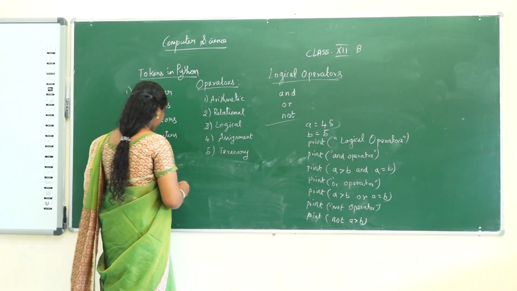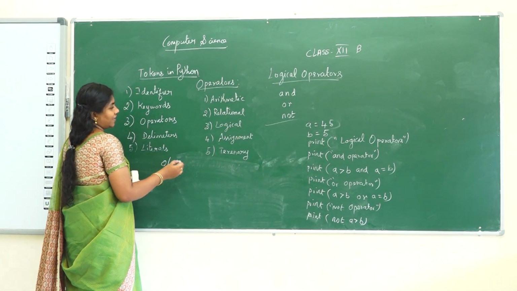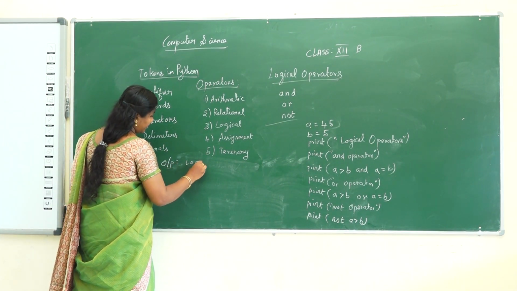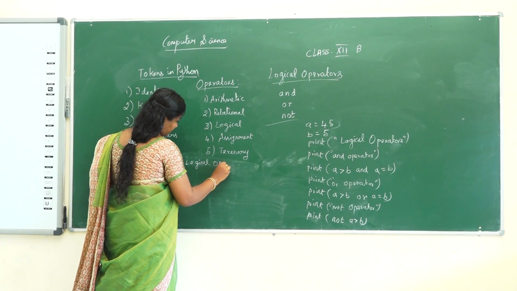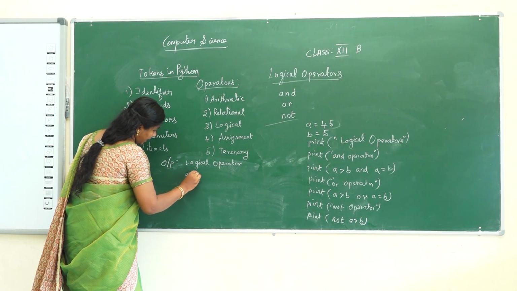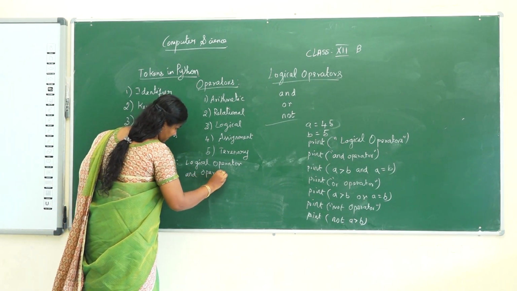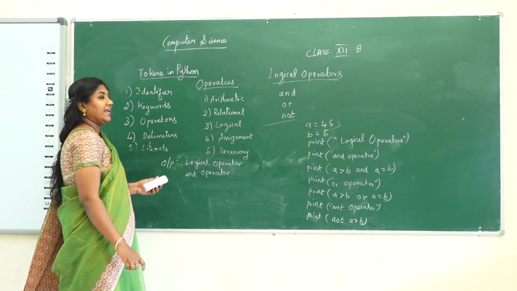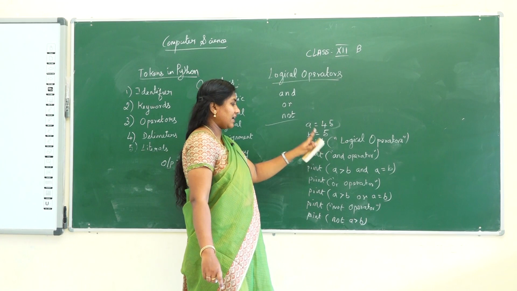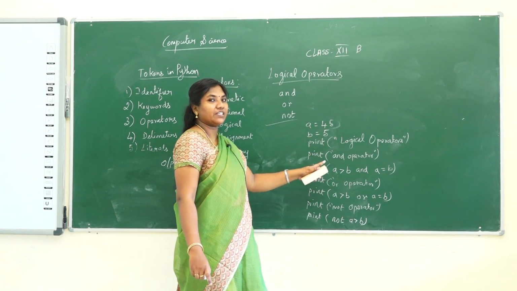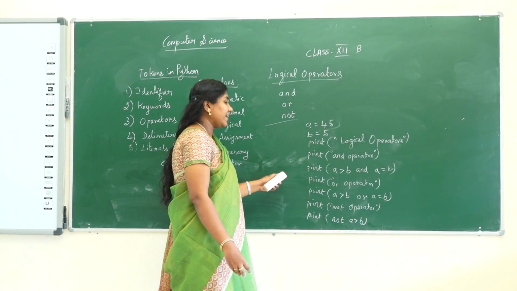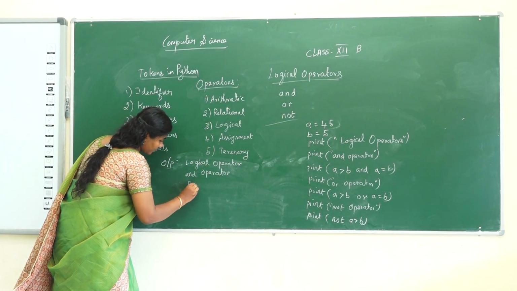So what will be the output for it? I have given the values in the program itself. The first print statement is logical operator. And next I am using the AND operator. So print A greater than B and A equal to B. If A is greater than B, the condition is true, and A is equal to B, the condition is false. If both the conditions are true, then only we will be getting the answer as true. So here I will be getting the value as false.